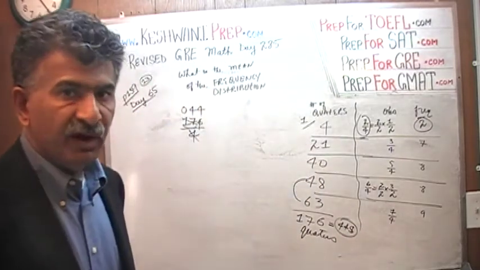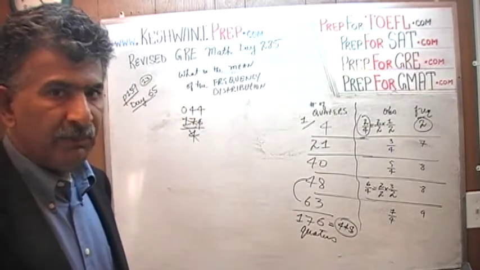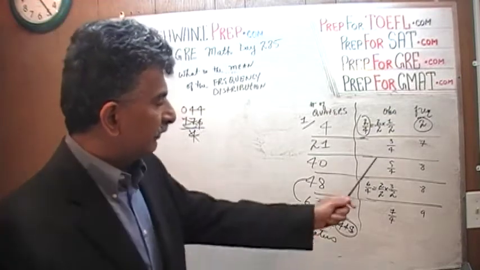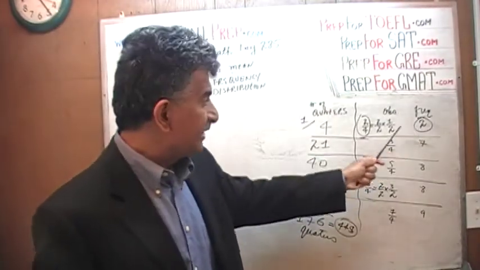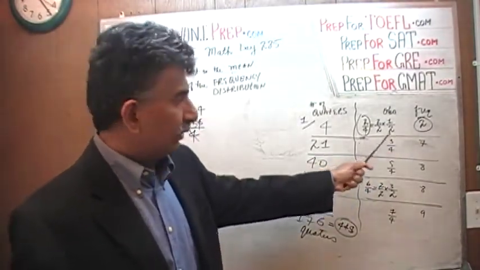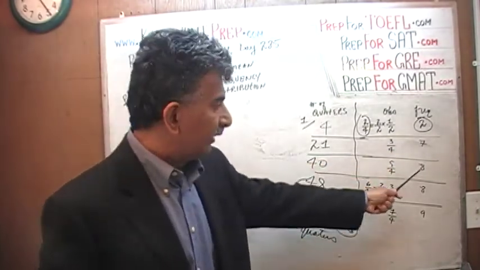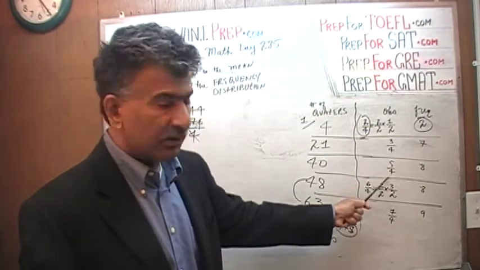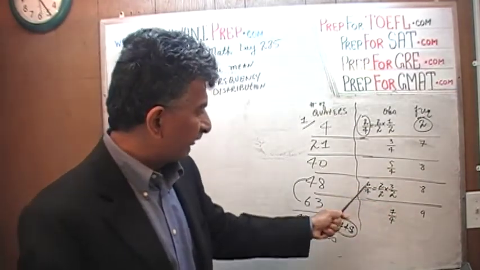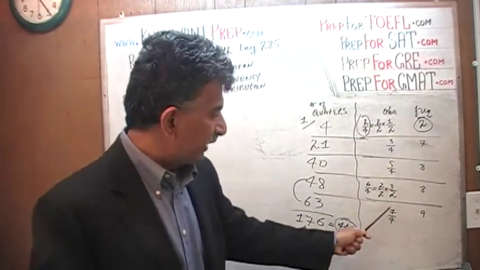And what's the frequency? How many? Well, that's the next part. How many people do we have? We had 2 people. Think of these in terms of people. We had 2 people, each having 2 quarters. 7 people had 3 quarters. There were 8 people, each having 5 quarters. Another 8 people, each having 6 quarters. Another 9 people, each having 7 quarters.